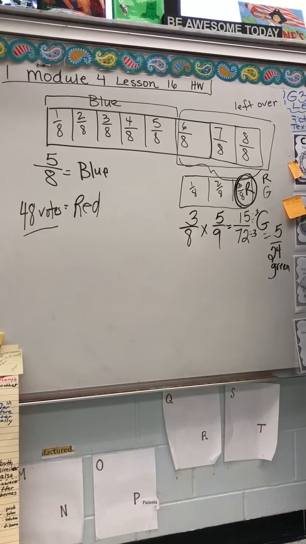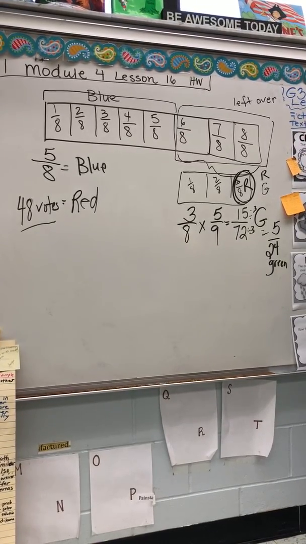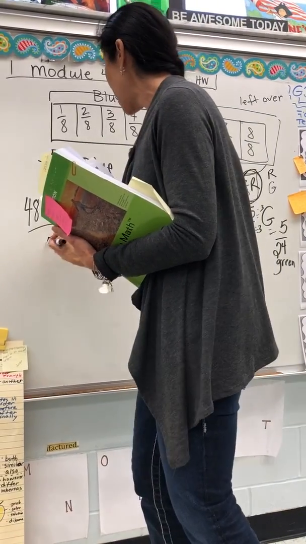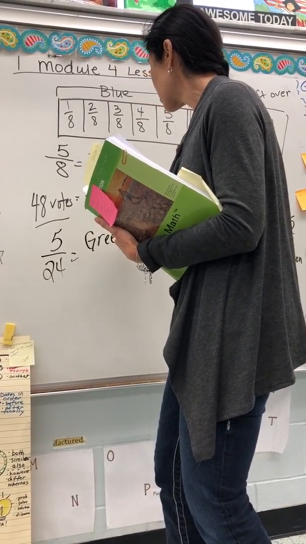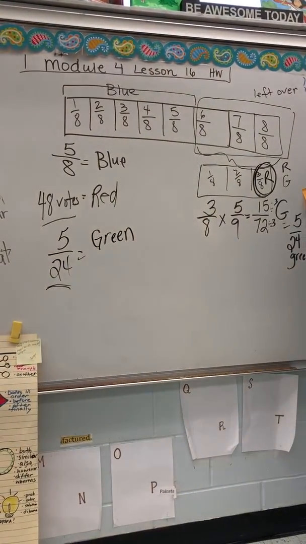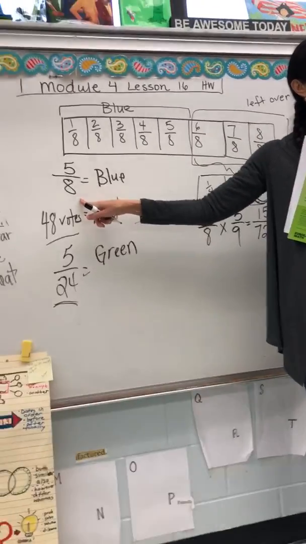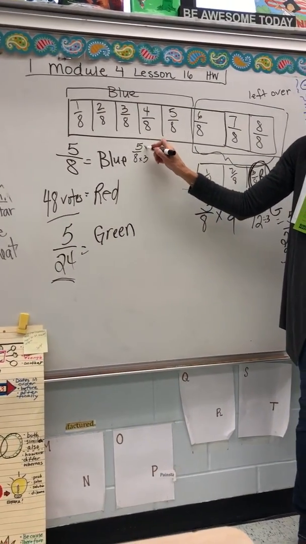Okay? So now we're going to look at our tape diagram. Instead of eighths, we want this to go to 24ths. We want a common denominator. So 5/24 equals green. You see this denominator of 24? Now we're going to get that to a denominator of 24. So what are we going to multiply 5/8 by? Whisper to me. 3. Good.